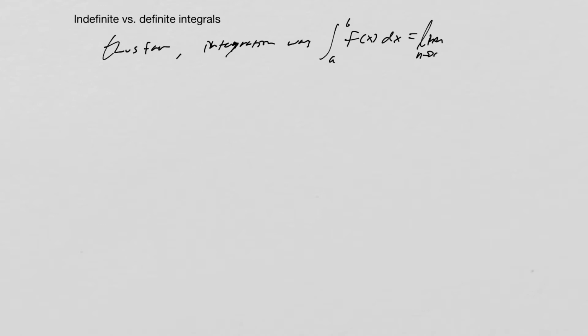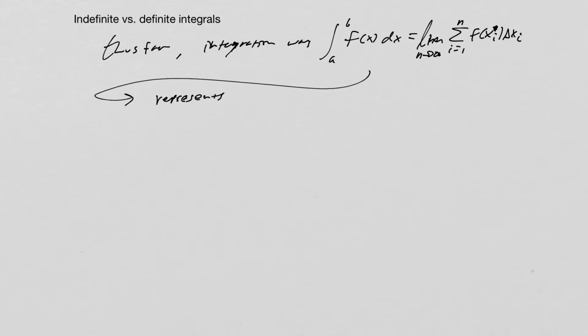Thus far, integration was this symbol, the integral from a to b of f of x dx. And we know that it's shorthand for this really long, complicated process. Ultimately, we know that it represents the area under a curve. The graphic we always give is something like this.